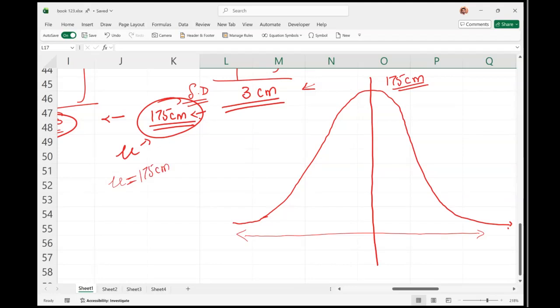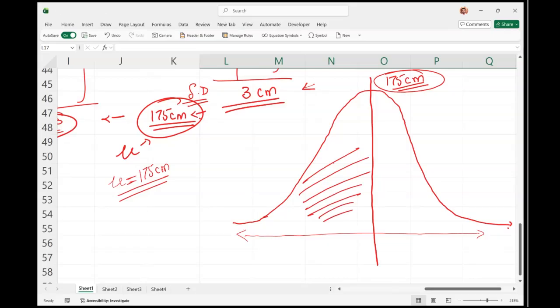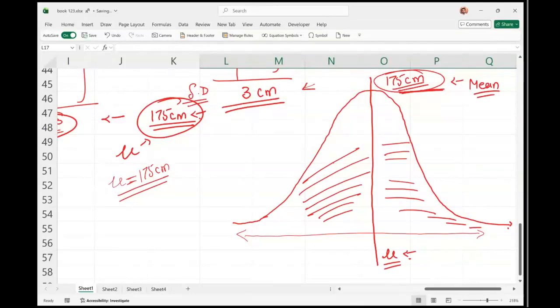So when I say the average height of a Canadian man is 175 centimeters, it means 50% of the data is less than 175 centimeters, and 50% of the data points are more than 175 centimeters. So that is the mean value, the average height, that will be represented here.